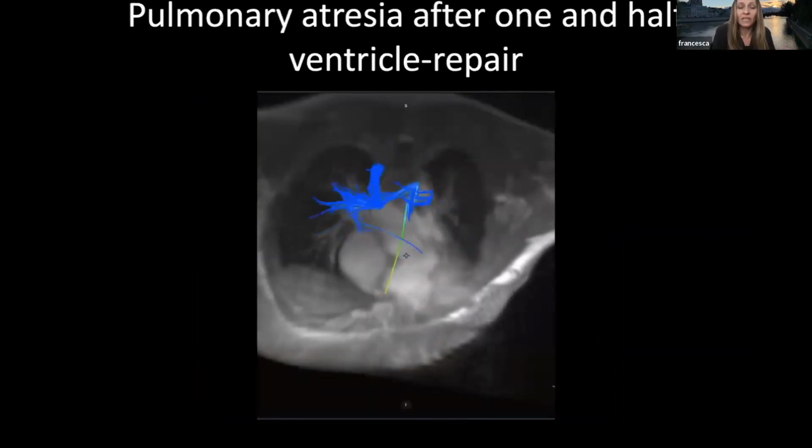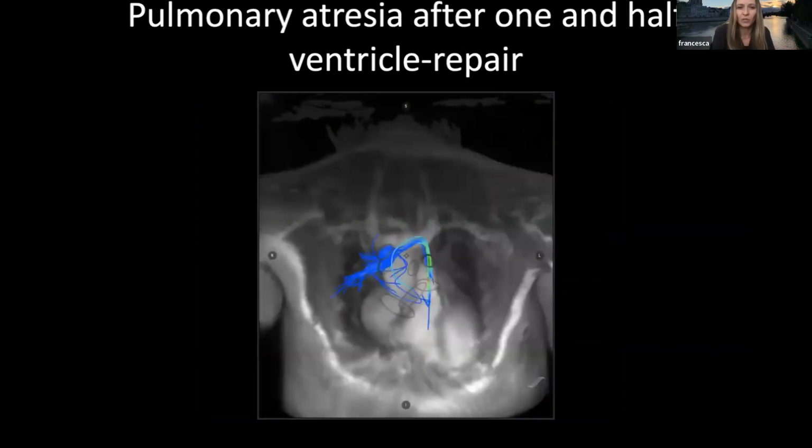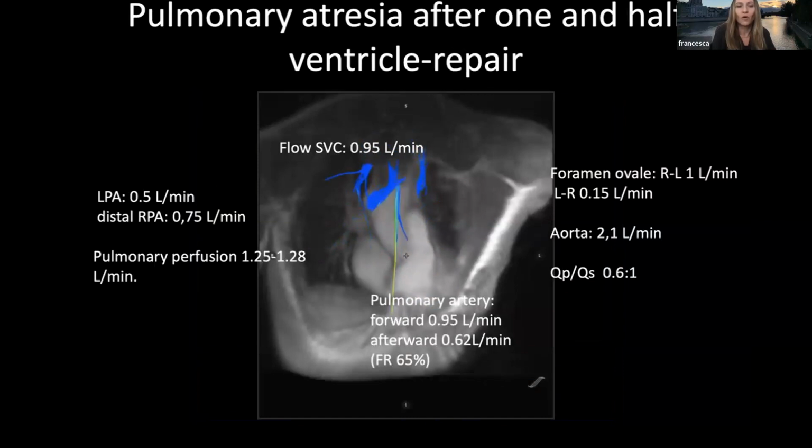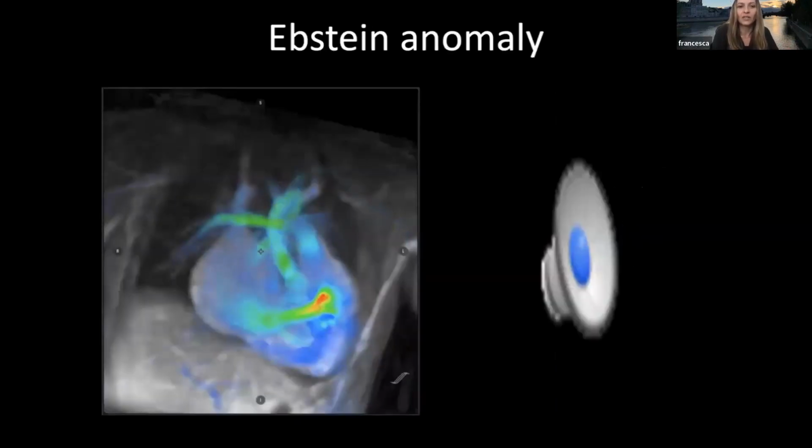Even more complex pathophysiological anatomy, correction or palliation, such as one and a half ventricle repair. There's a really complex anatomy to be studied, and we had a lot of difficulties studying it with the previous techniques. And now we can measure all the flow, understanding what's going on in the heart of this baby, and comprehend in a really deep way how our surgical palliation is working.